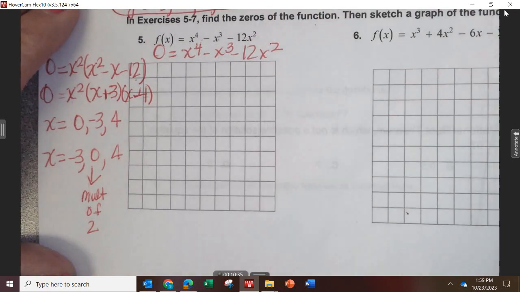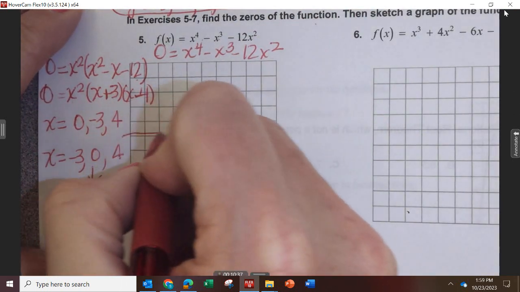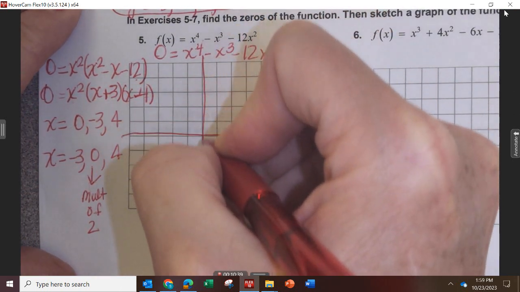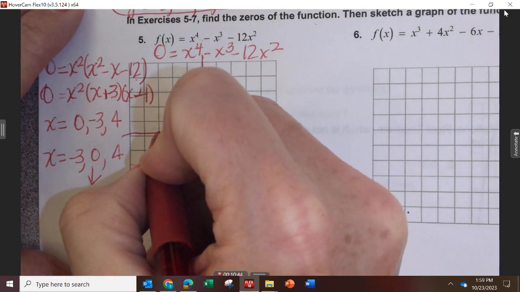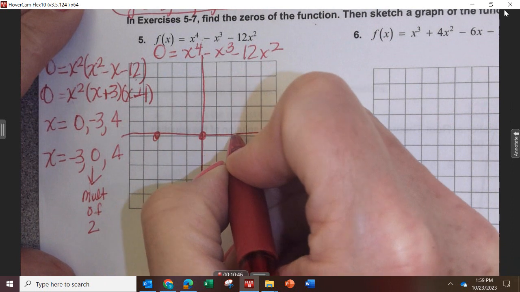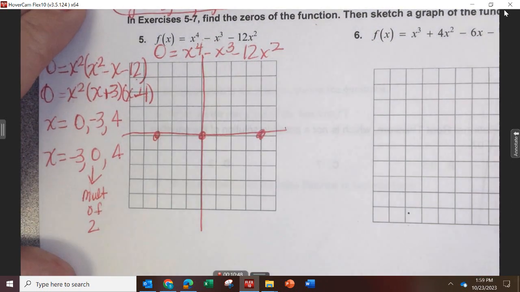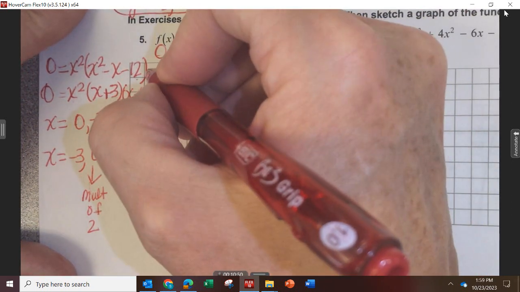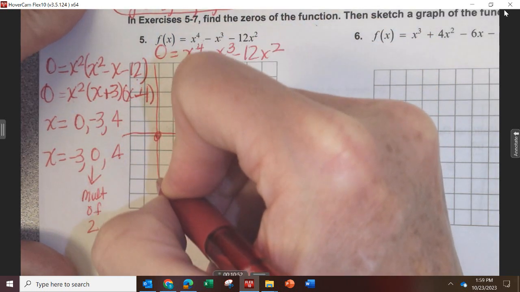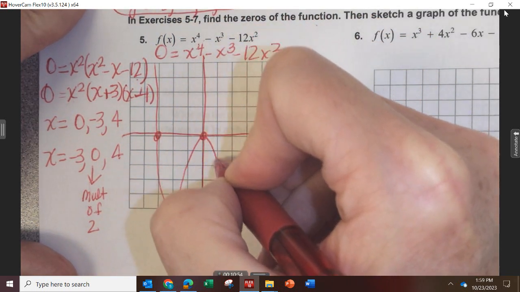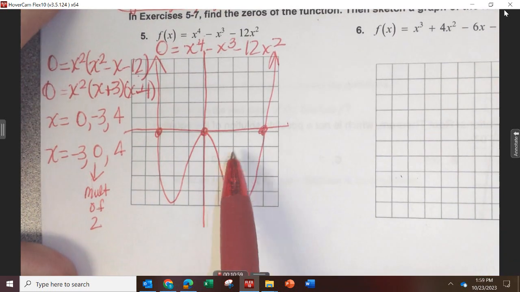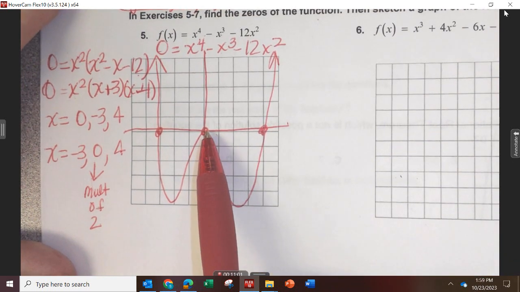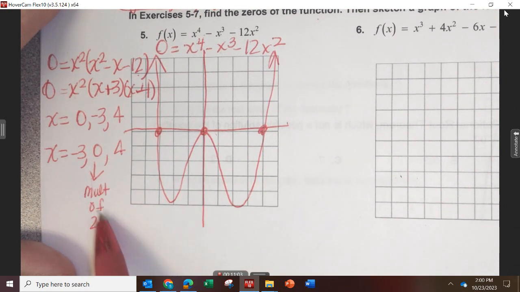So just looking at that relationship, we don't have to be exact in this. I would like you to kind of copy that down though. Put the -3, the 0, and the 4. We're not being super exact. I just want you to see that it goes down like this, comes back up, hits that point, and then comes back up again. And the reason that happens right there at 0 is because of that multiplicity of 2.